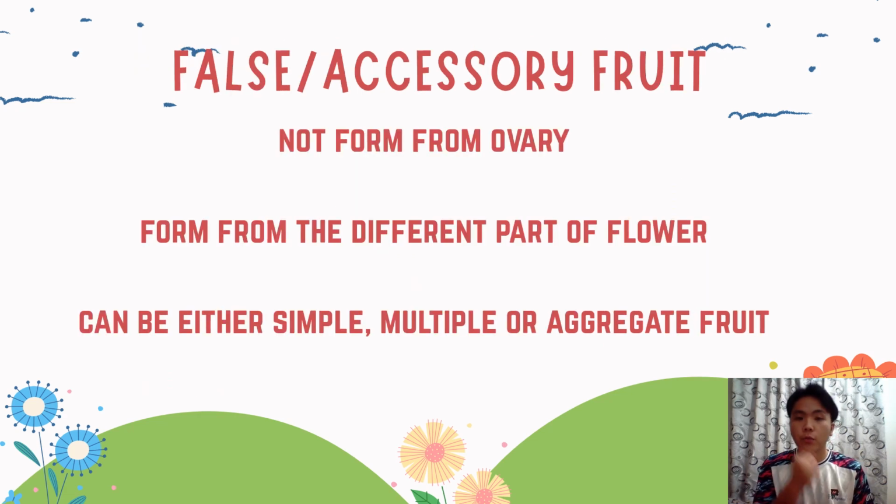Next, we move on to the next slide. This type of fruit is called false or accessory fruit. This fruit is a type of fruit that developed from tissue other than the ovary of the flower, that is, not from the ovary but from a different part of the flower. This fruit may be simple, aggregate, or multiple. Actually, this fruit can be all the types of fruit.